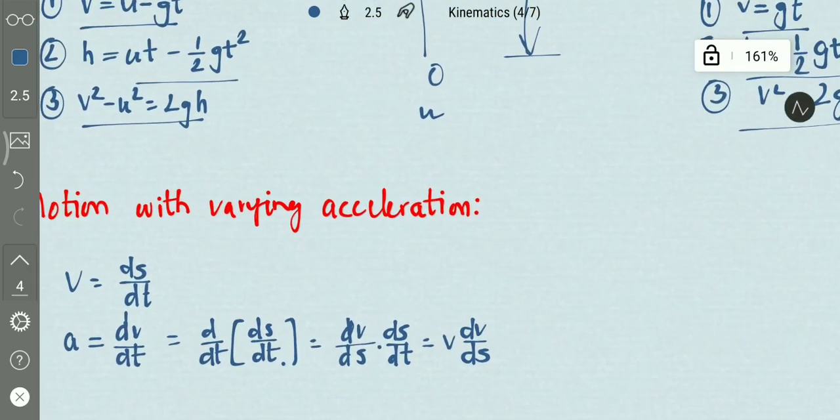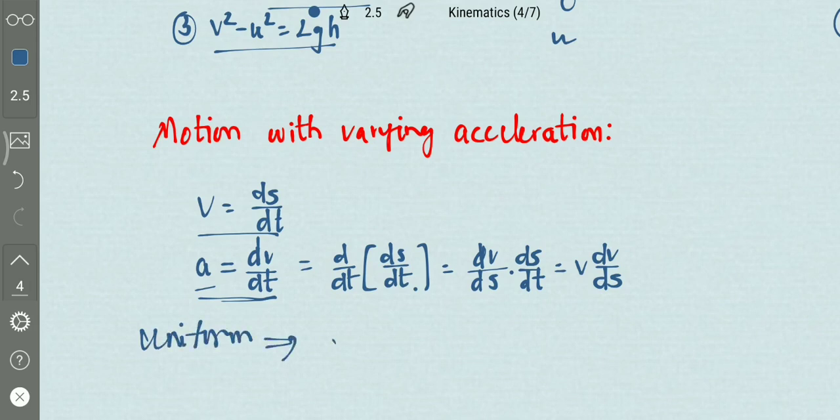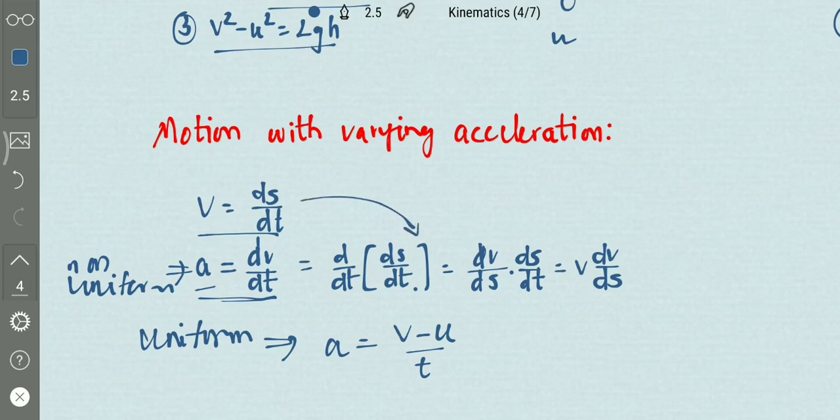If the body travels with varying acceleration, then v is equal to ds by dt, and a is equal to dv by dt. Rate of change of velocity is called acceleration. If acceleration is uniform, then acceleration is equal to (v minus u) by t, and if it is non-uniform, acceleration will be dv by dt. This we have seen at the starting of the chapter. V is ds by dt, and a can be written as v into dv by ds.